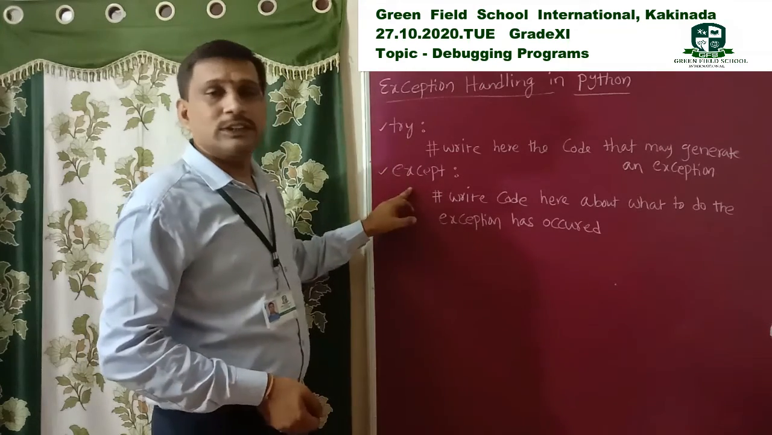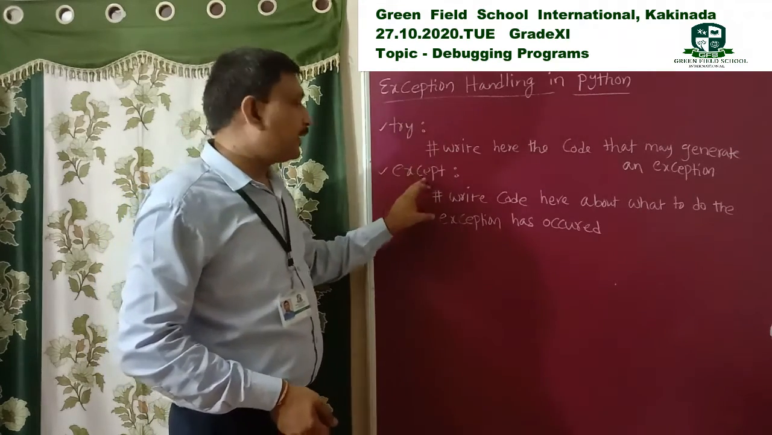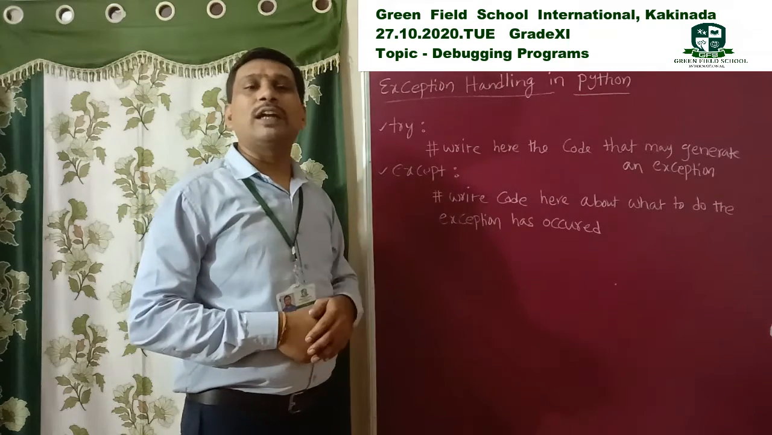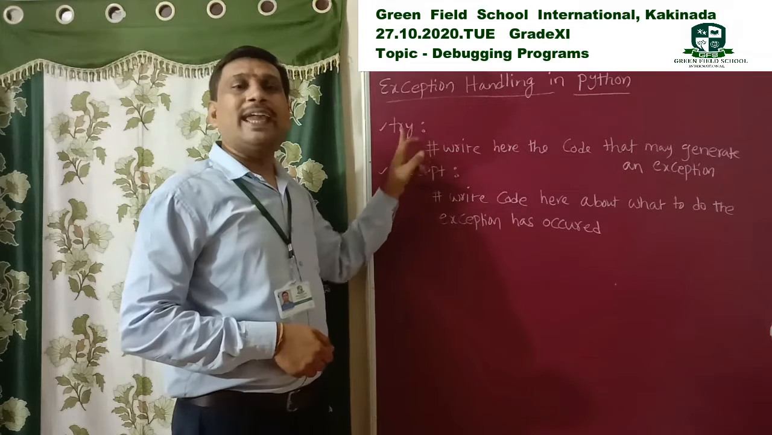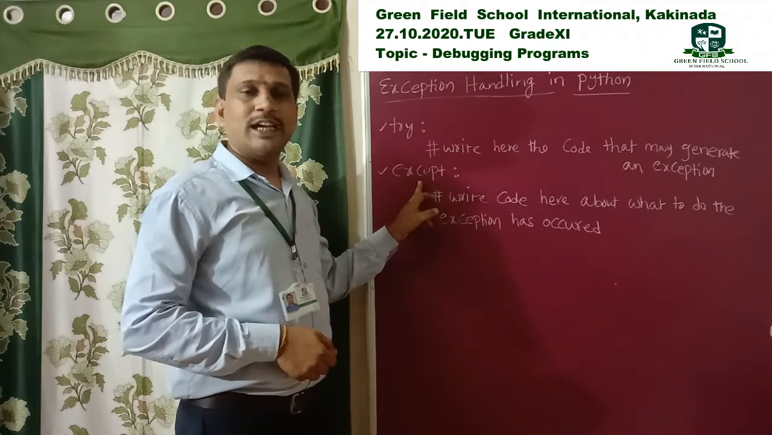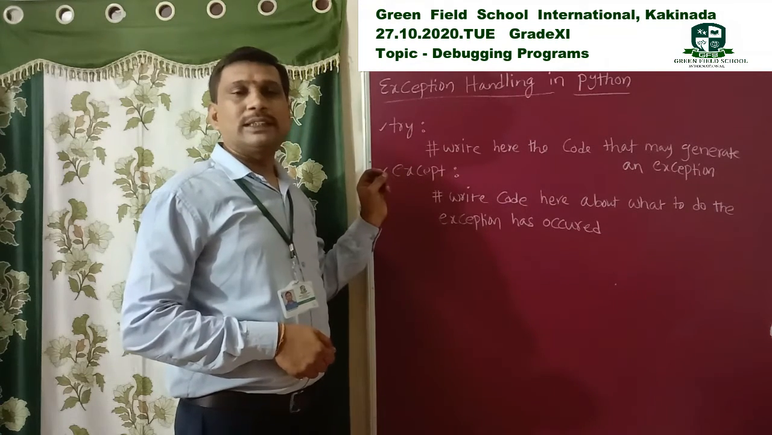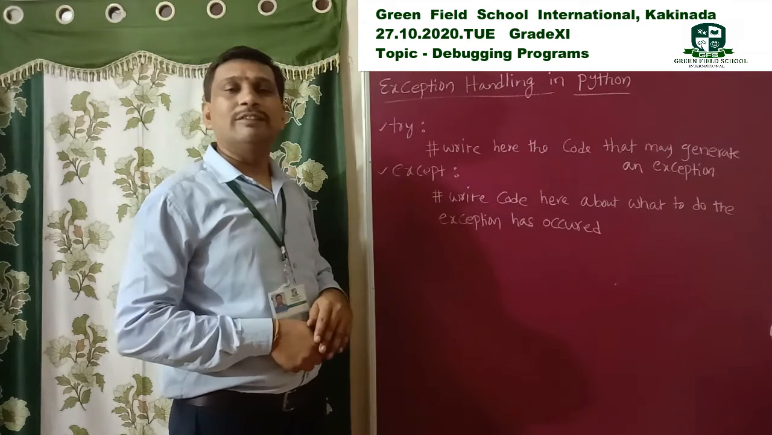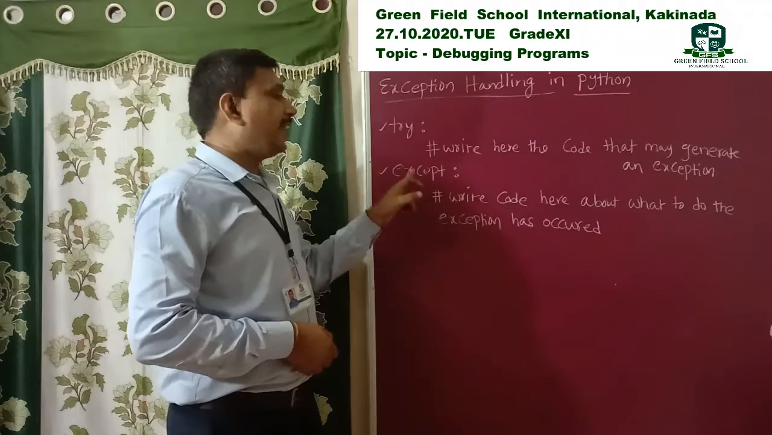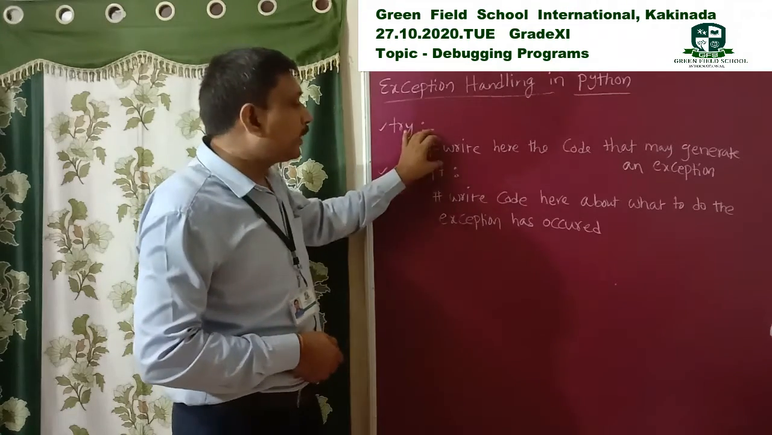These are two blocks, the try block and the except block. In some other programming languages, such as Java and C++, we have try catch. But in our Python language we use try except. So, try block and except block.